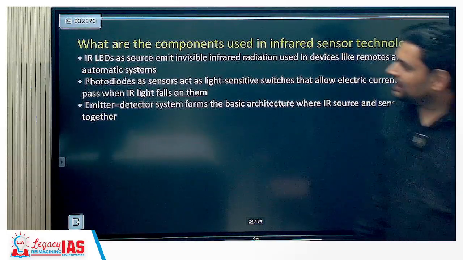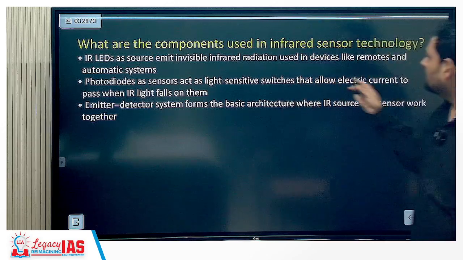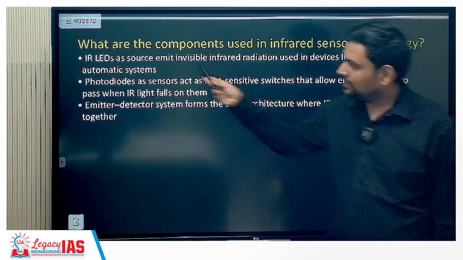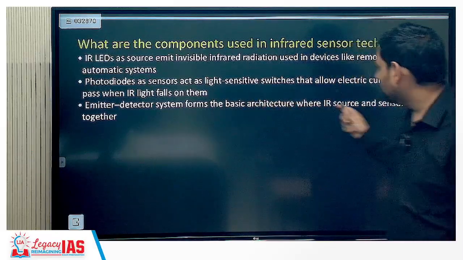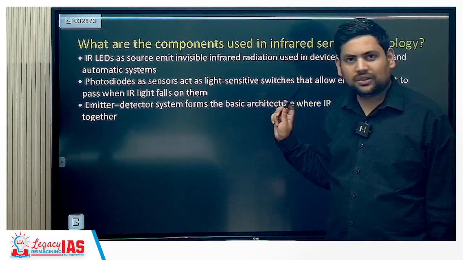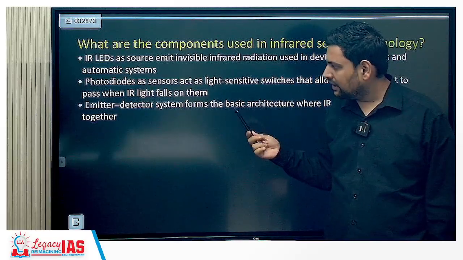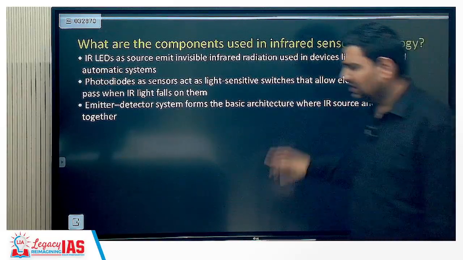Then, what are the components? IR LEDs as a source emit invisible infrared radiation used in devices like remotes and automatic systems. Seen this. A photodiode as a sensor acts as a light-sensitive switch that allows electric current to pass when IR light falls on it. This is fine. The emitter-detector system forms the basic architecture. Same thing, just written in more difficult words.